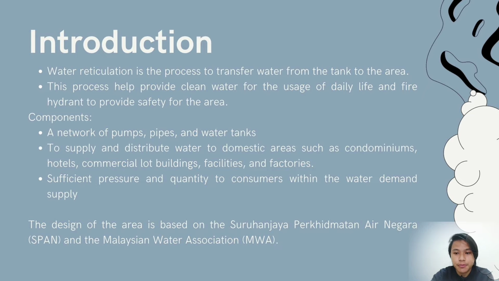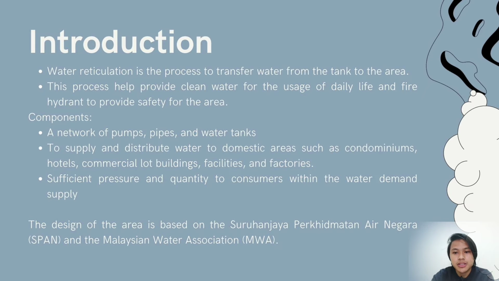Let me start my presentation by giving a brief explanation on what is meant by water reticulation. Water reticulation is the process to transfer water from the tank to the area. This process helps provide clean water for the usage of daily life and fire hydrants to provide safety for the area. In water reticulation, there are many components that make up the system. The water reticulation piping system consists of a network of pumps, pipes, and water tanks that are designed to supply and distribute water to domestic areas such as condominiums, hotels, commercial lots, buildings, facilities, and factories with sufficient pressure and quantity to consumers within the water demand supply.